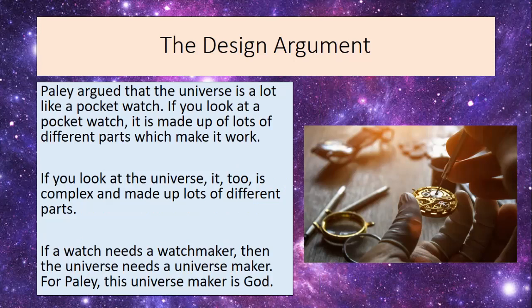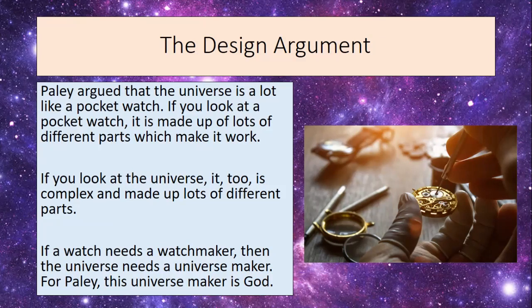So I'd like you to take all of this down because it requires me to explain in detail what Paley meant, and it's also important for you to have it written down what Paley meant by the design argument. So Paley argued that the universe is a lot like a pocket watch. If you look at a pocket watch, it is made up of lots of different parts which make it work. If you look at the universe, if you've got your telescope, or you don't even need your telescope, you can just look at how life is on Earth, you can see that it too is complex and made up of lots of different parts.